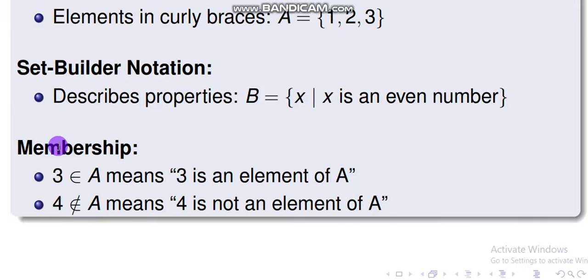Then we also have membership. When we write something like this, we mean A. This A is a set, meaning set A, and this 3 is an element of set A. This is how it is read. It means 3 is an element of A. When we cross this symbol, we mean not an element of. So in this one, we mean 4 is not an element of set A, and this one means 3 is an element of set A.